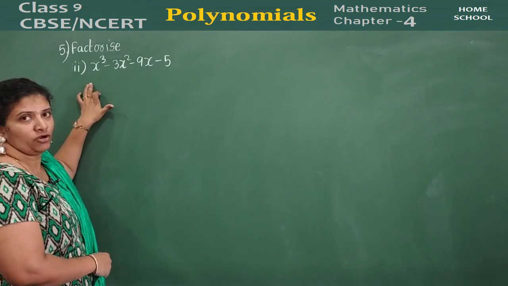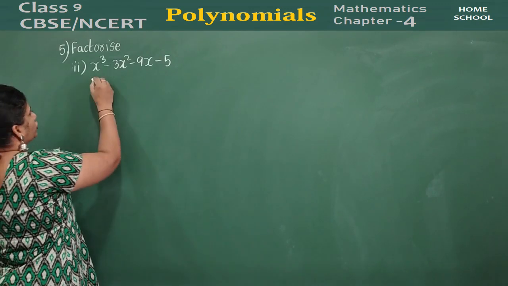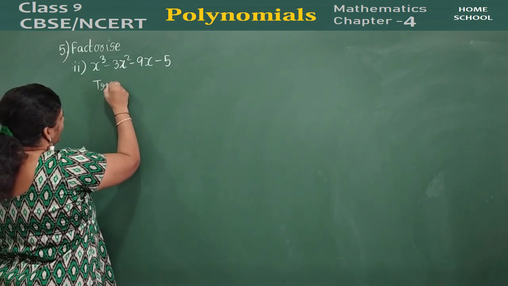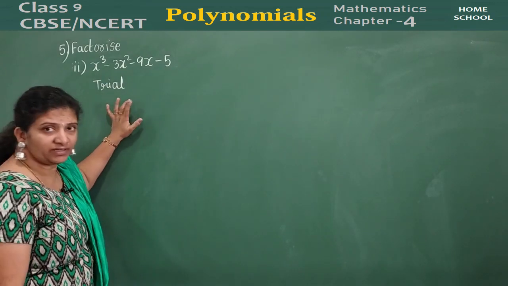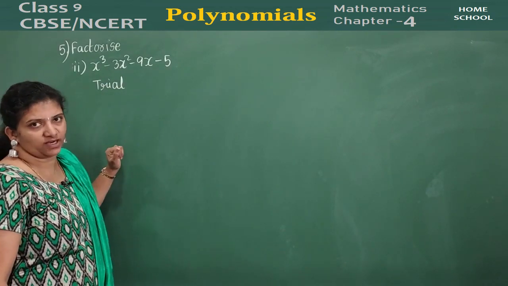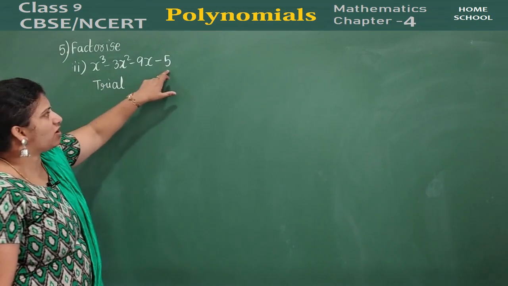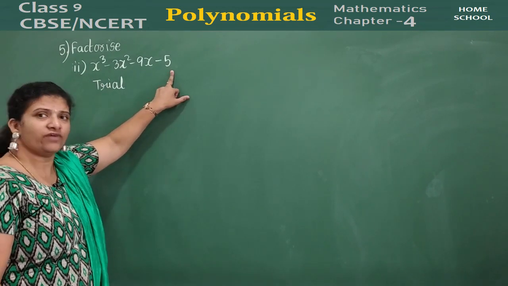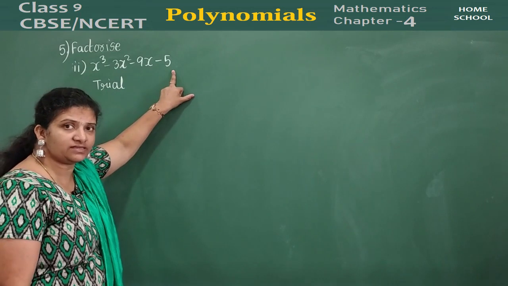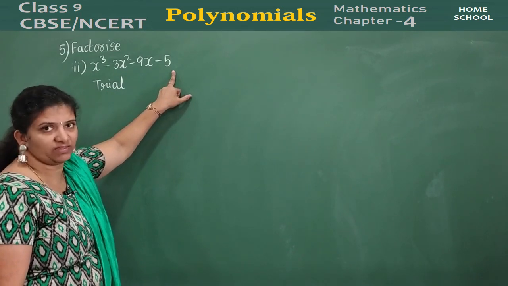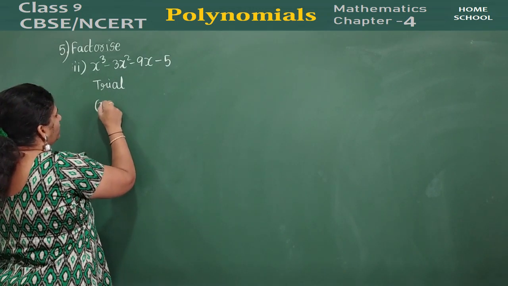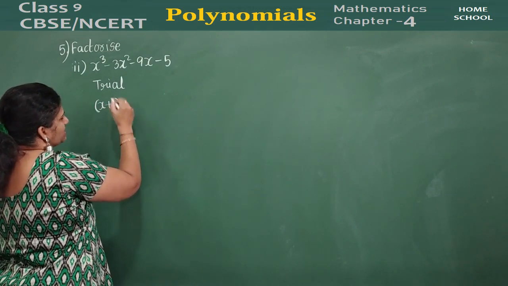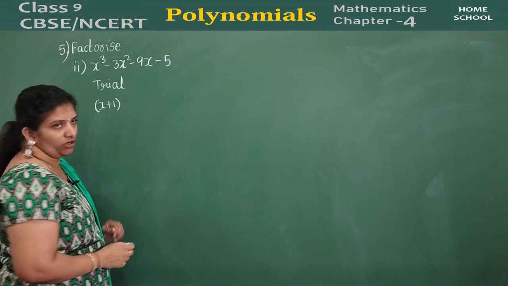Let's see the second problem here, and I'm going to choose the trial method. By using the factor method, I'm going to do this, right? So, where is the constant here? 5. What are all the factors you can guess? 1 and 5, that's all. So, let us check if x plus 1 is a factor or not.